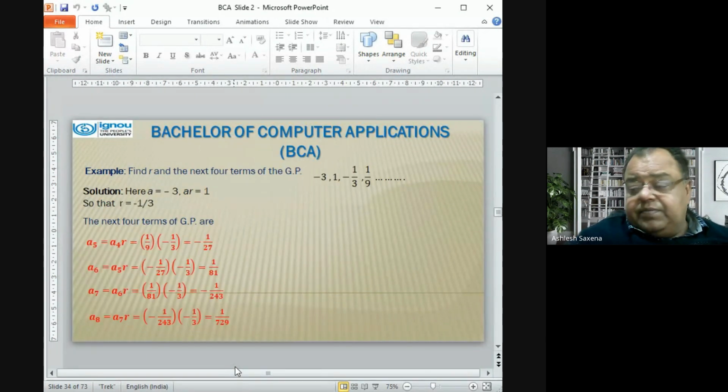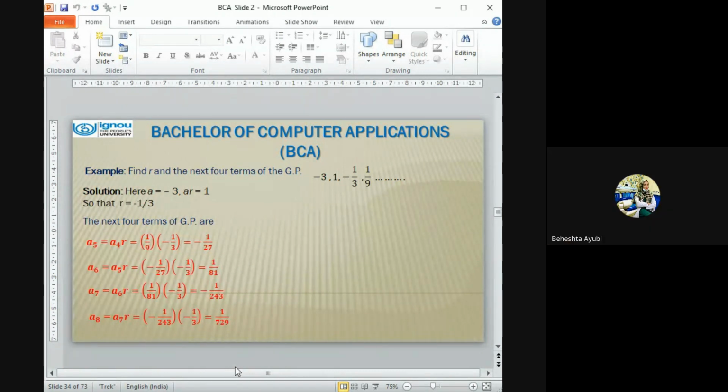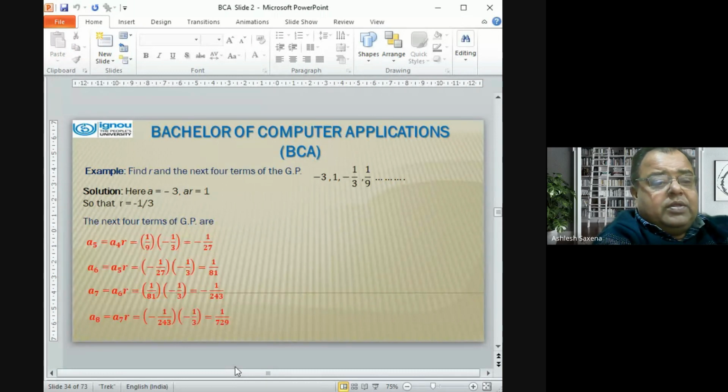Now comes the problem. You have to find R and the next four terms of the GP. Your GP is minus 3, 1, minus 1 by 3, 1 by 9. Your first term will be, as usual, minus 3. Now just tell me, what will be the common ratio in this problem? Minus 1 by 3. Okay, thank you.